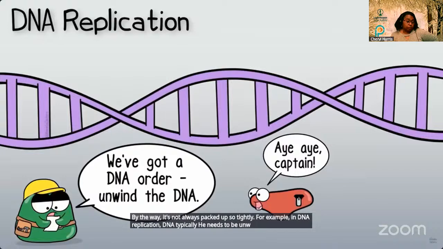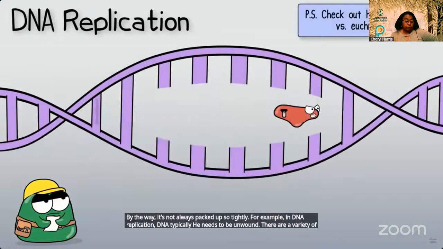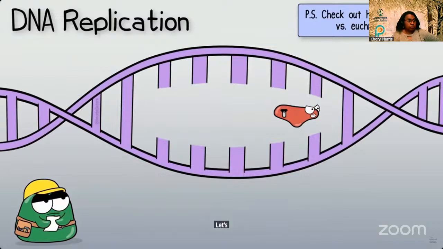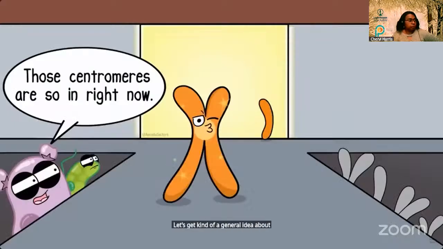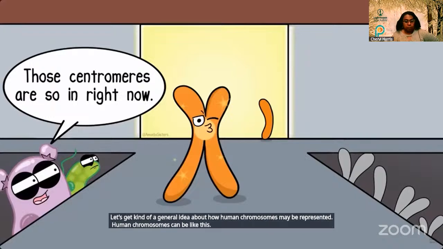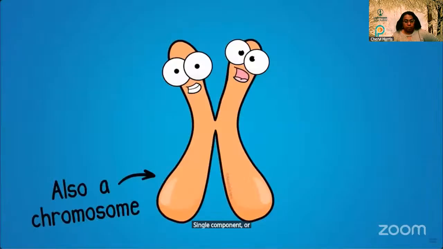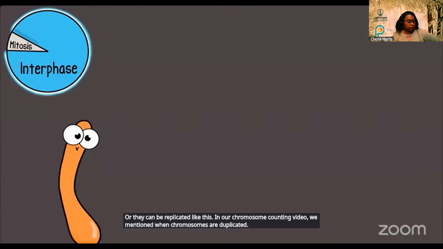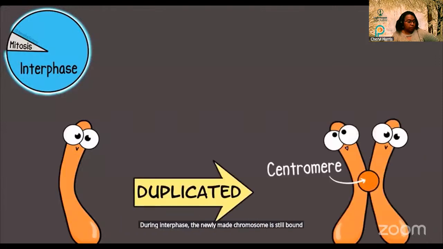There are a variety of factors that also influence how tightly packed chromatin is. Let's get a general idea about how human chromosomes may be represented. Human chromosomes can be like this as a single component, or they can be replicated, like this. In our chromosome counting video, we mentioned when chromosomes are duplicated during interphase, the newly made chromosome is still bound here in this region called the centromere.